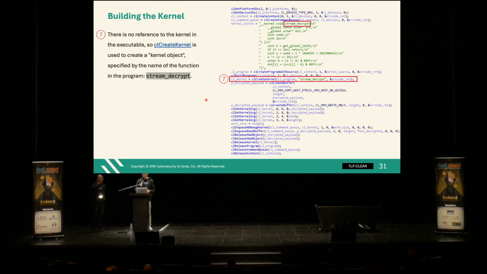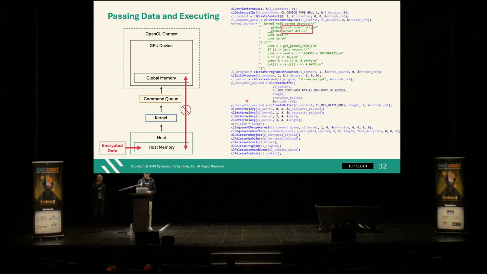So the API clCreateKernel is used to create what's called a kernel object. By doing this, you specify the name that the malware author used, in this case stream_decrypt. You can see this matches the stream_decrypt in the source code itself. Basically, stream_decrypt takes a pointer to encrypted data through this source, decrypts it, and then writes the result out to another buffer, which is destination.